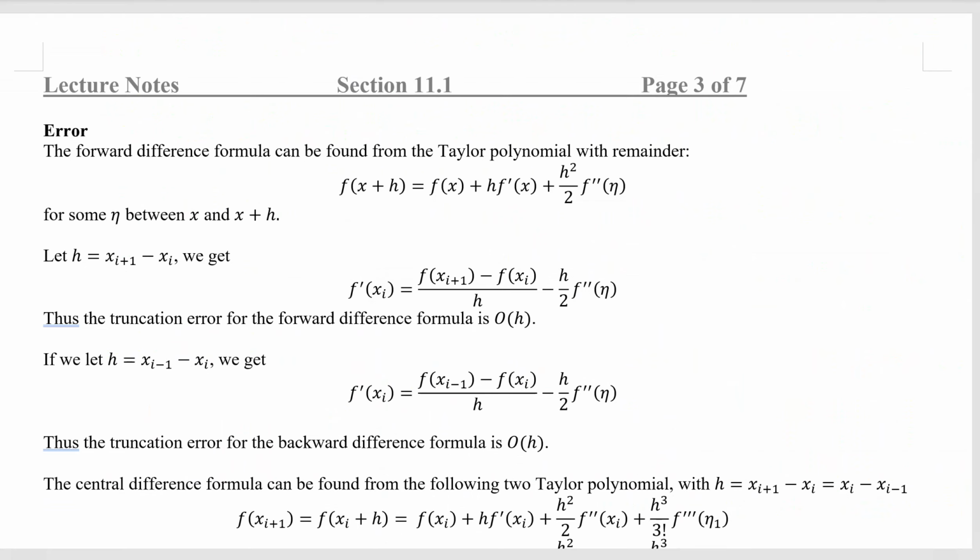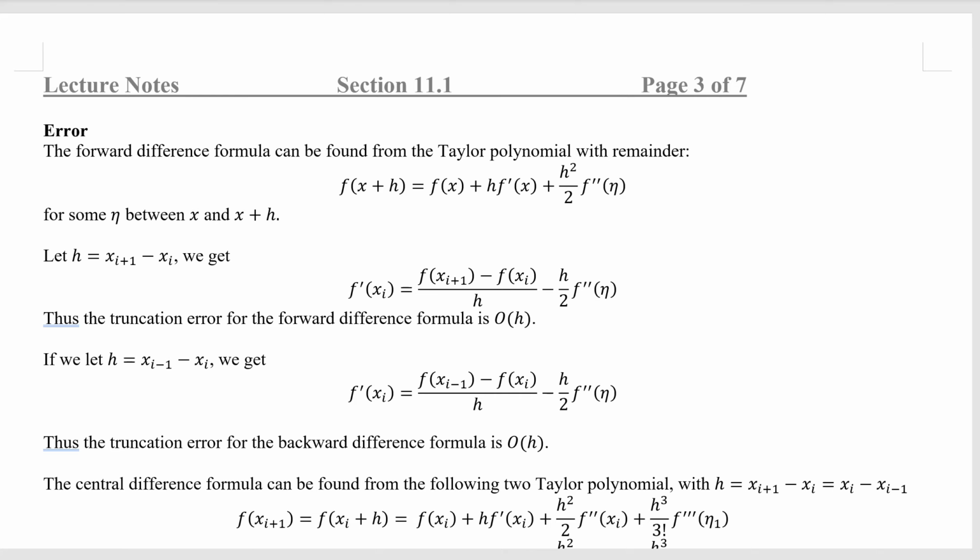Okay, next. Oh, so we talk about approximation. Then next, let's talk about the error. Right? Error tells us how good the approximation is. Okay, the forward difference formula can be found from the Taylor polynomial with the remainder. Okay, so this is the Taylor polynomial.